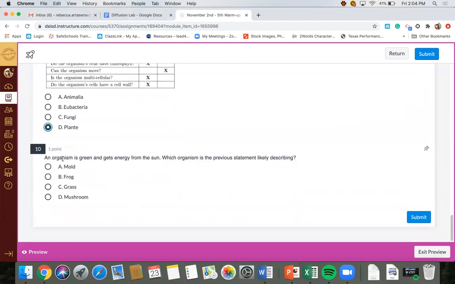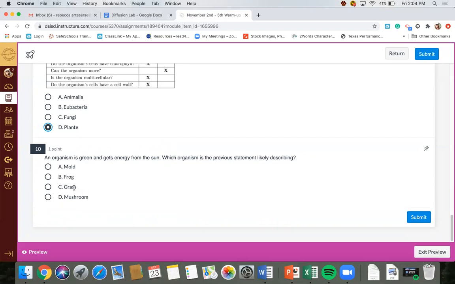And last but not least, an organism is green and gets its energy from the sun. Which organism is the previous statement likely describing? A, mold. Mold's a type of fungus, not necessarily green, and it doesn't necessarily get its energy from the sun. Because remember, a fungus is a decomposer. It needs to consume its own food while it's decomposing dead organic matter. B, a frog, that's an animal. It's not getting its energy from the sun because it's an animal, it's a heterotroph. It needs to consume its energy, so it's not a frog.